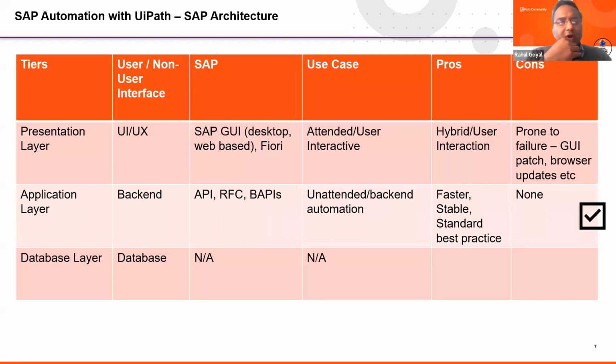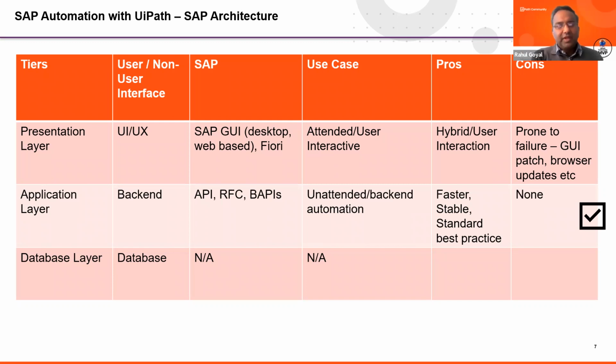And then quickly talking about the SAP architecture, from any ERP standpoint, it basically has a three-tier architecture, right? We have a presentation layer, we have an application layer, and then we have a database layer. So it's a very standard three-tier landscape architecture for any ERP system, and SAP follows the same methodology.